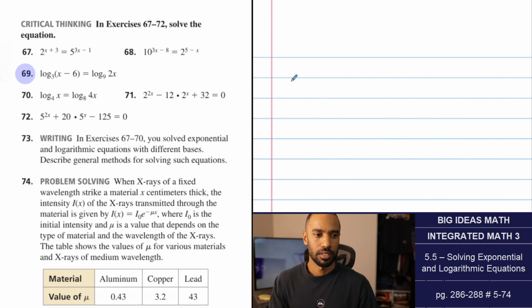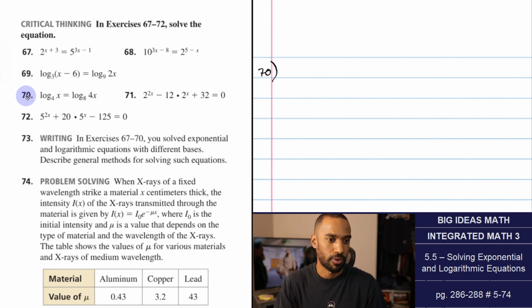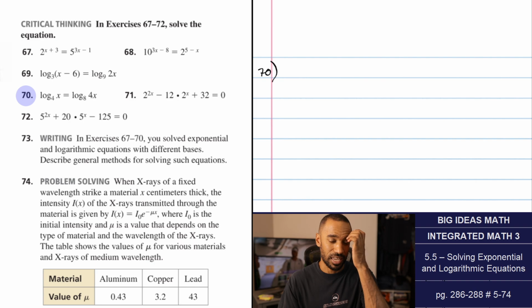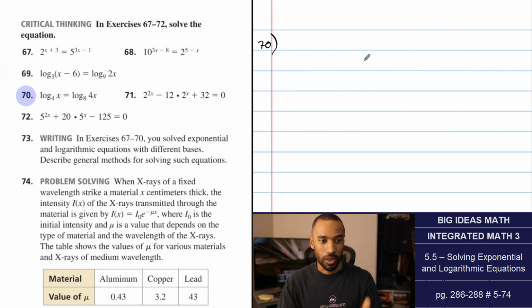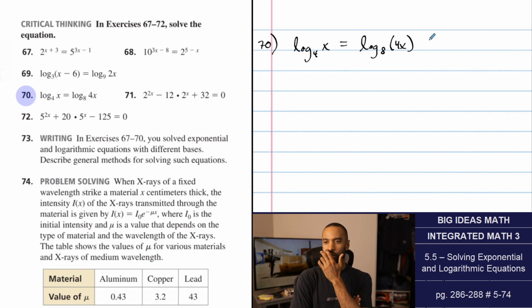So number 70, we probably have to do more of the same, and I have to strategize on this one. Again, I haven't done these problems before. I've done problems like 67 and 68 before. Ones with logs of different bases, not really so much. So, now 4 and 8 are powers of 2. Maybe I can do something with that.